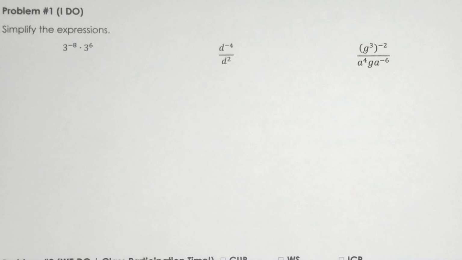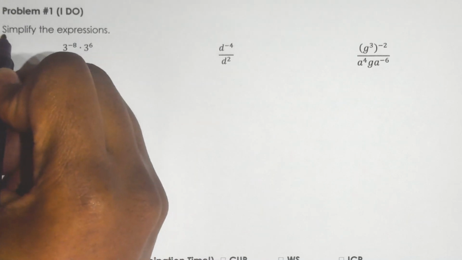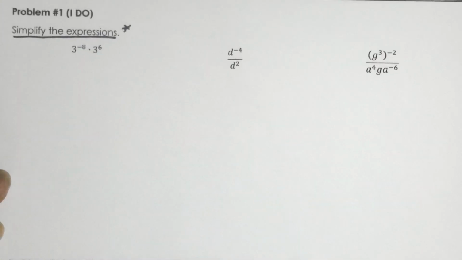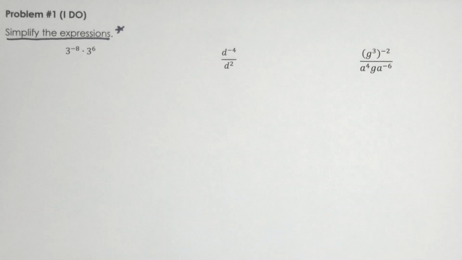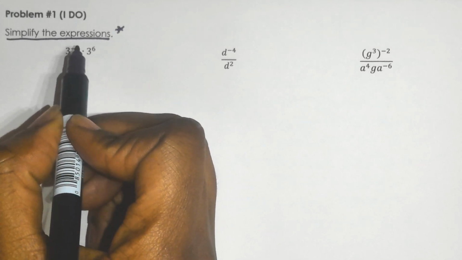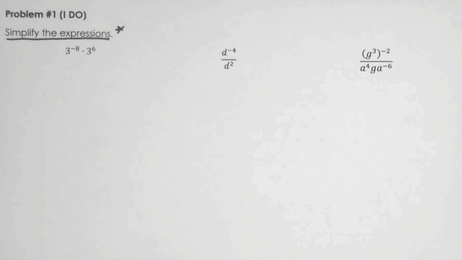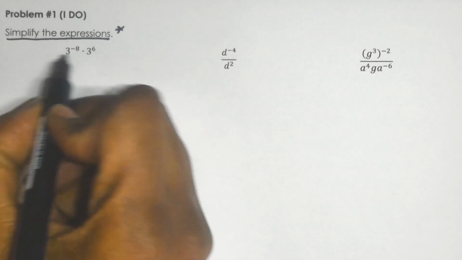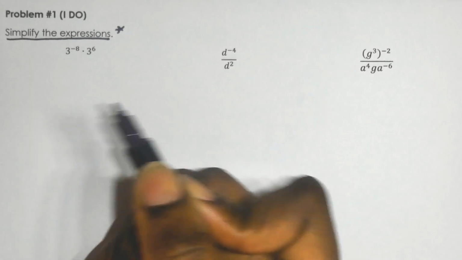Alright, here are the I2 questions. The direction simply says simplify the expressions. And because we're working with negative exponents today, we want to keep in mind that we want to turn those negative exponents into positive exponents. So, my first step for the first question, which says 3 to the negative 8th power times 3 to the 6th power, is I want to simplify using the properties of exponents I've already learned.